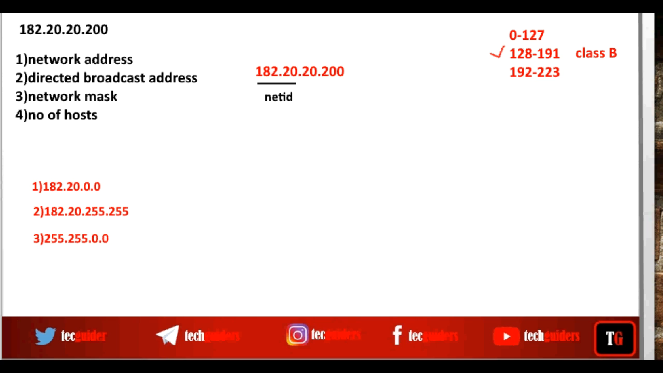Then the number of hosts that can be addressed within this network: there are 16 bits in the host ID portion, hence there are 2 power 16 possible IP addresses. Among them, the first IP address is used to address the network, the last IP address is used as the directed broadcast address. So the number of hosts that can be addressed within the network is 2 power 16 minus 2.